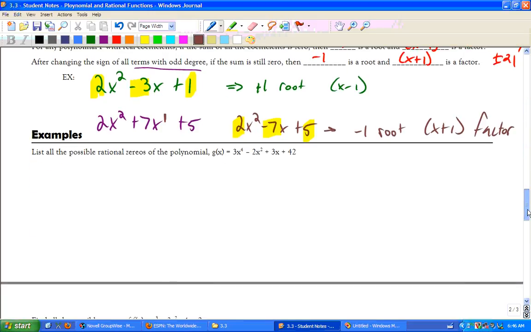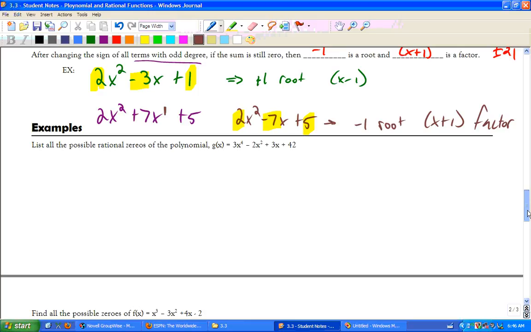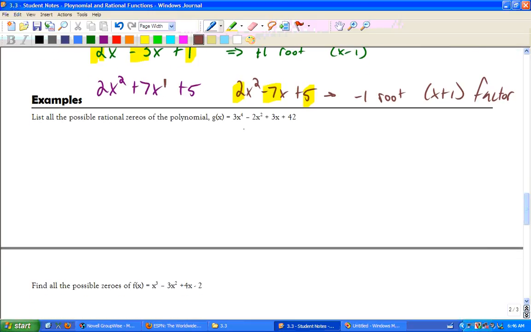Let's take a look at a couple examples. It says list all the possible rational zeros of the polynomial 3x to the fourth minus 2x squared plus 3x plus 42. Again, these are in the form of our constant over our leading coefficient.